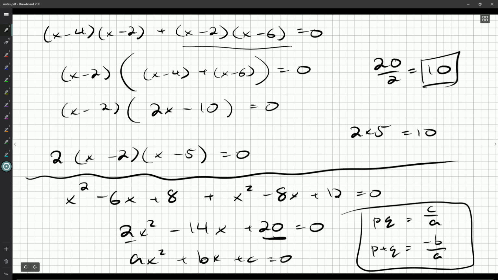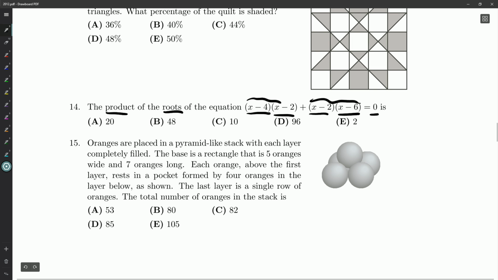Now, this quicker or sort of interesting observation does come up in other questions. You might know it more as the product of the roots is just the last term. That only works if the leading coefficient is 1, but we don't have a 1. We've got a 2. So we have to be a little more careful, because if we check, 20 is one of the possible answers, but it's not that. The answer is 10, so we want C.